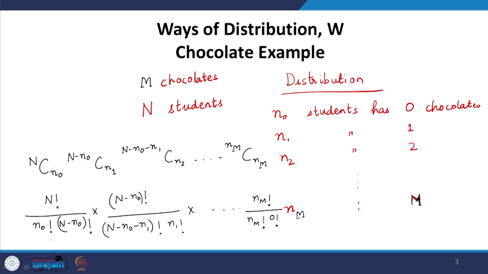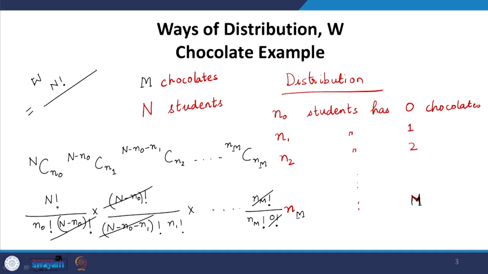For example, this cancels with this, similarly this will cancel, and we can keep on going, and even the last one, these will also cancel. 0 factorial anyway is equal to 1. So, the answer then is the number of ways is given by W is equal to n factorial, that is the number of students.